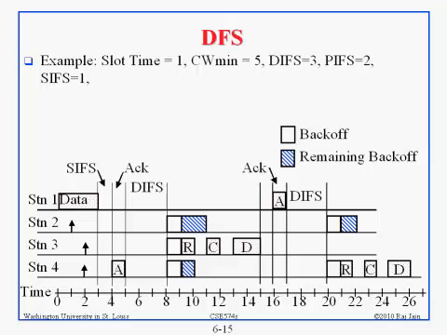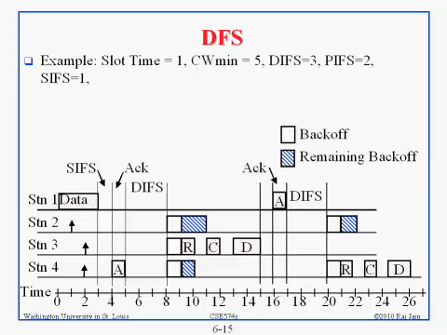At DIFS time, they will start their backoff number. They will draw a backoff number. And now this one draws a backoff number of 3. This one draws a backoff number of 2. This one draws a backoff number of 1. Right? And therefore, this station will start transmission at 1. And first thing it will send is a request to transmit, RTS.